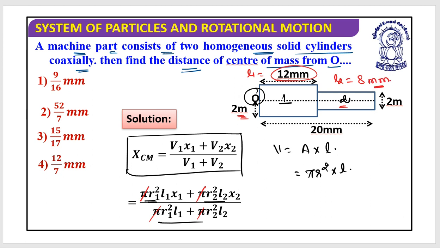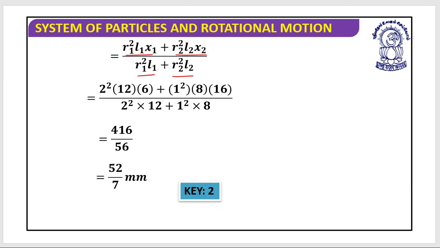So I am having L1 and x1. Yes, so let's just put the value. It's 2 square multiplied by L1, which is 12, x1 which is 6, plus R2 square, which is 1 square, into L2, which is 8, into x2. I hope you understand from where I have taken this.